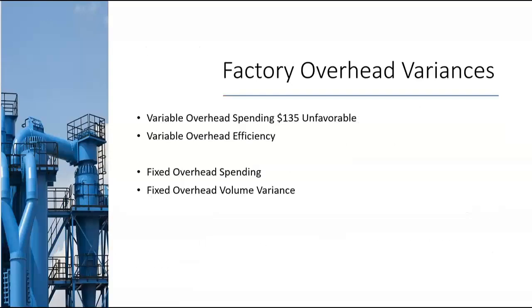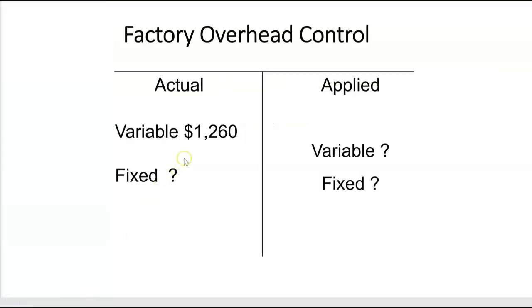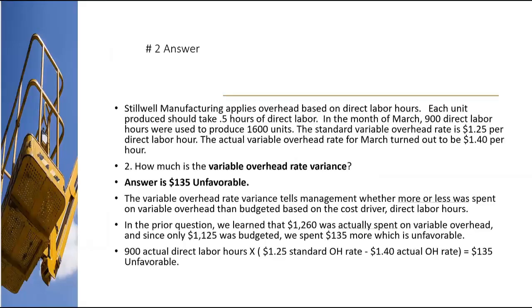And you might be wondering, how many total factory overhead variances are there? There's going to be 4, and we just did one of them, because there's 2 for variable overhead and 2 for fixed overhead. So keep track with me. Variable overhead spending is so far $135 unfavorable, because what we spent on variable overhead, $1,260, compared to the budgeted variable overhead of $1,125, that's where we got $135 unfavorable.